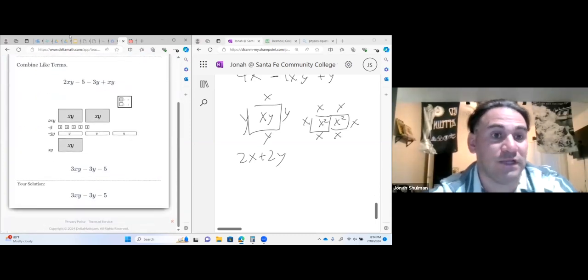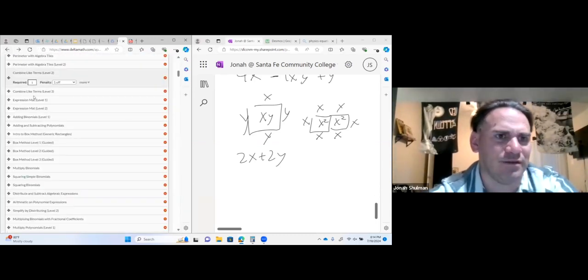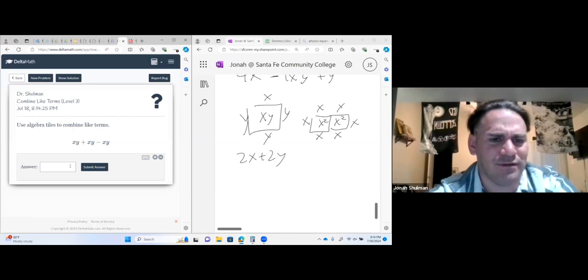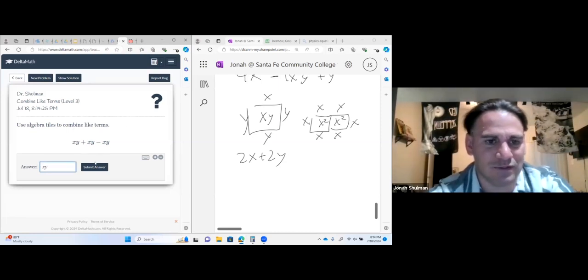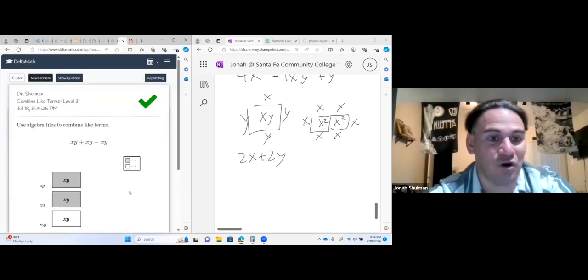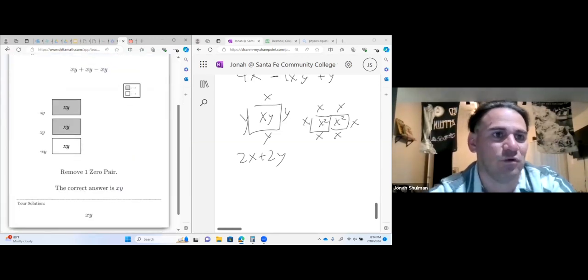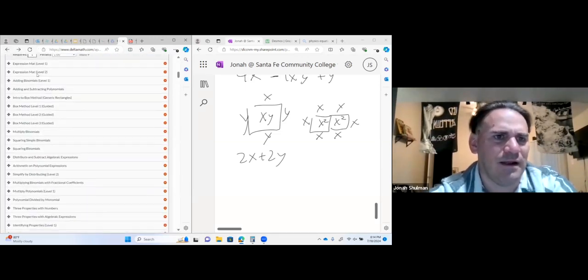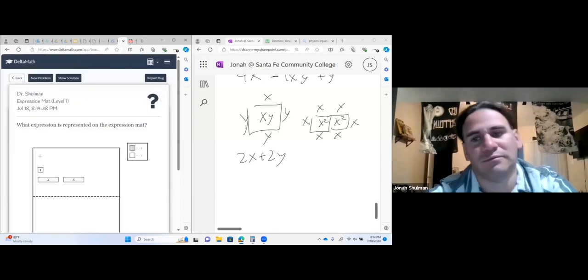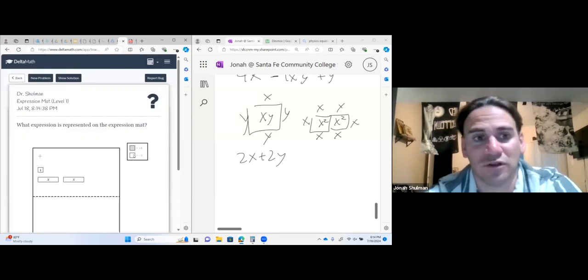Wow. Kyle's freaked me out, but that's okay. Let's try a level 3. These cancel. We're just left with xy. That's level 3. I will take level 3 all day. Cool. All right, so let's expression. Oh, because I'm trying to show you all the different ways to do it. So those are all the tile ways.